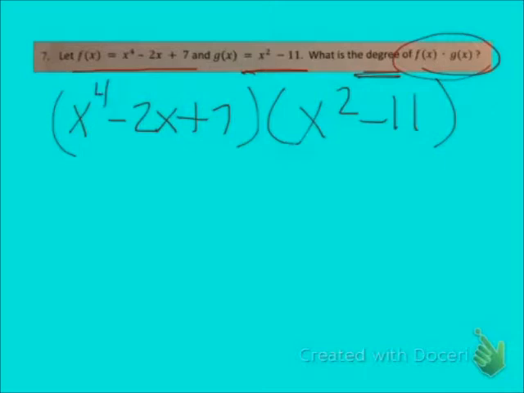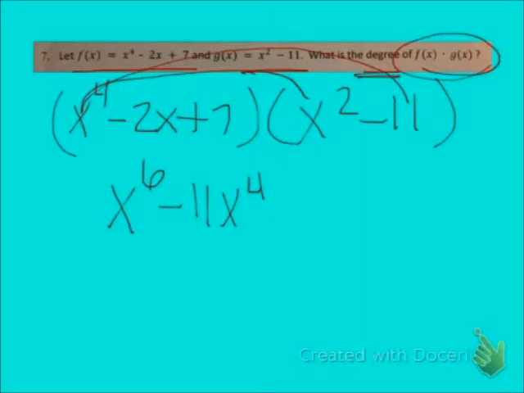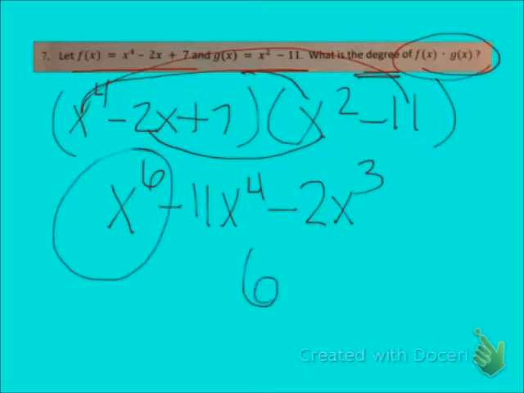Now, when I take care of this, please keep in mind it is 4x, x to the 4th times x squared, which is x to the 6th. If we were to go this way, it would be a -11x to the 4th. And then if we were to do -2x times that would be a -2x to the 3rd. Now, I'm not going to keep going, but so far, the only one that could be your biggest exponent would be from that term, which would be a 6. So that would be your answer. That is your degree.